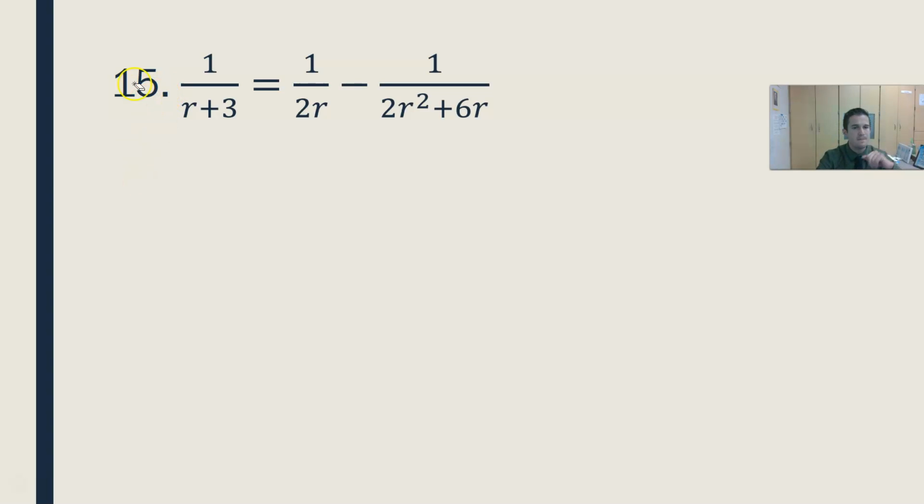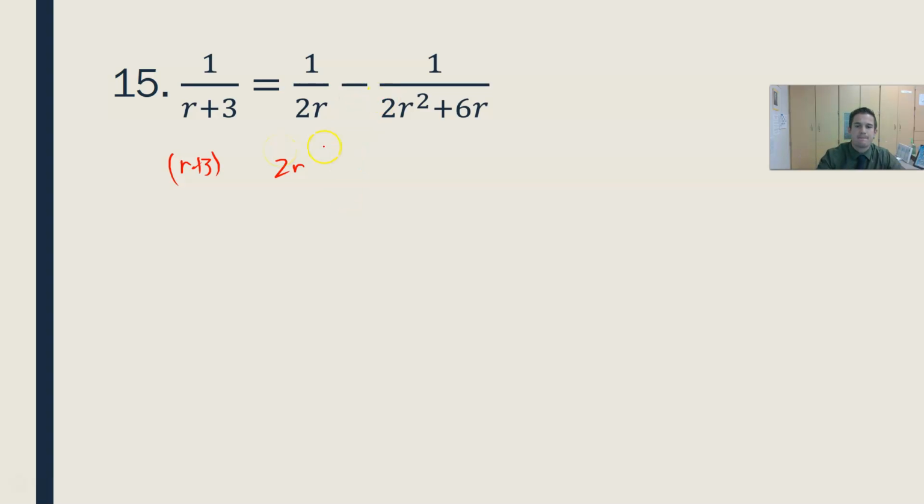So I have 1 over r plus 3 equals 2r minus 1 over 2r squared plus 6r. Okay. So what I need to do is I need to look at each of these denominators, and I need to find what the greatest common factor would be. Before I can do anything with this equation, I need to make sure that all of my fractions have a greatest, or a common denominator.